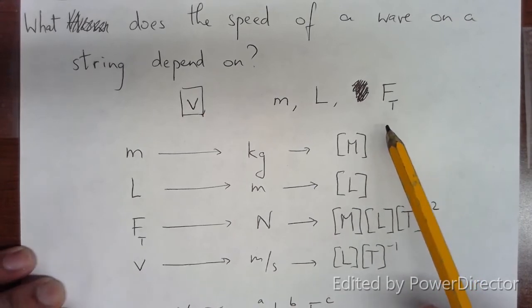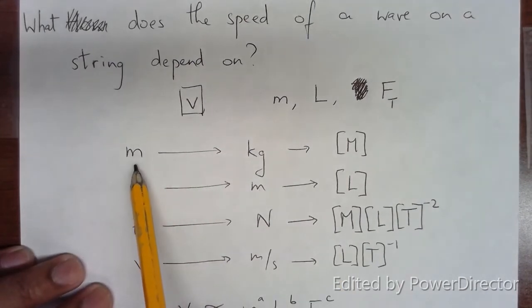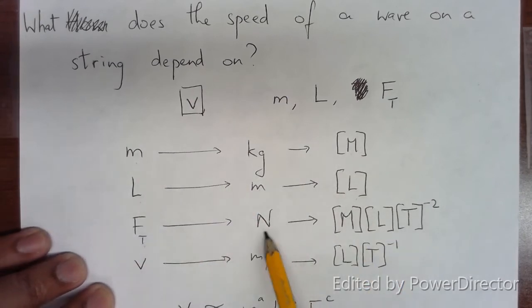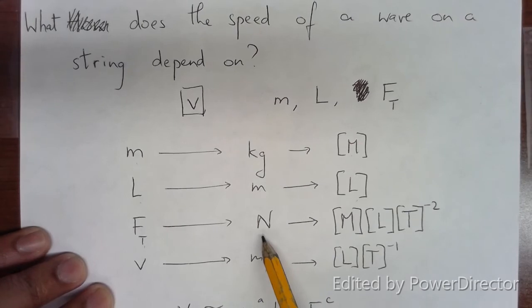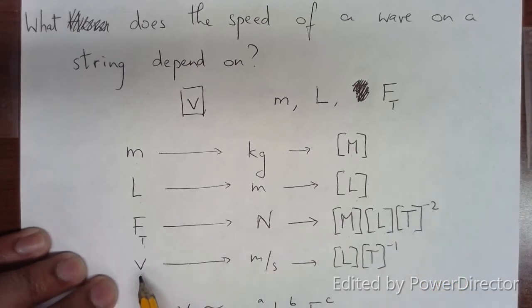So again, we do the same thing. We look at the dimensions of all the various quantities. So we have mass as dimensions of mass, length as dimensions of length, force of tension, which is units of Newton. Convert that into dimensions. We know a Newton is kilograms times meters per second squared. So that would be mass times length times time to the negative 2. Then finally, we want the speed of the wave, which is meters per second, which is length times time to the negative 1.